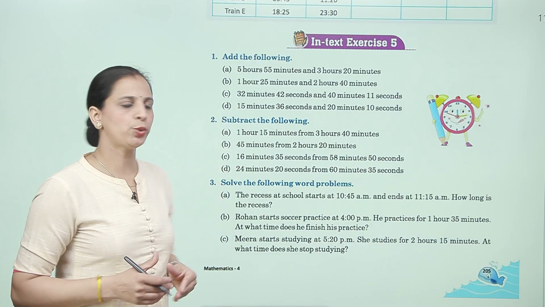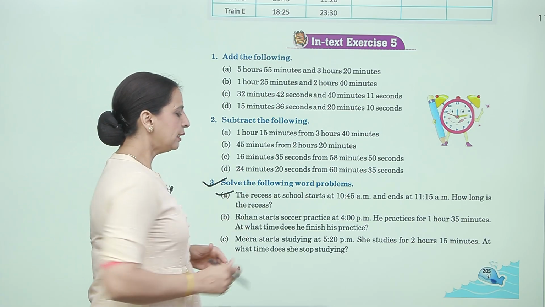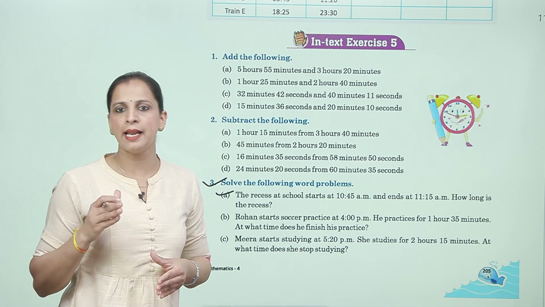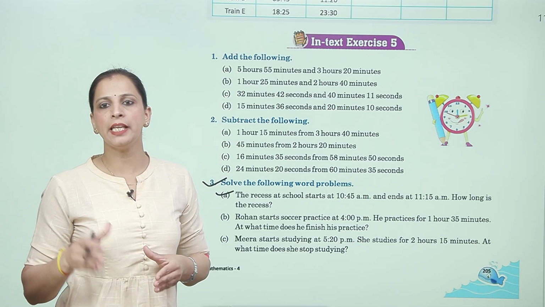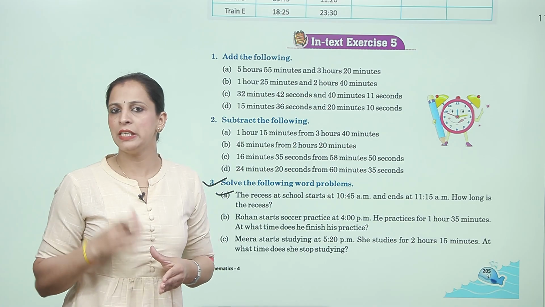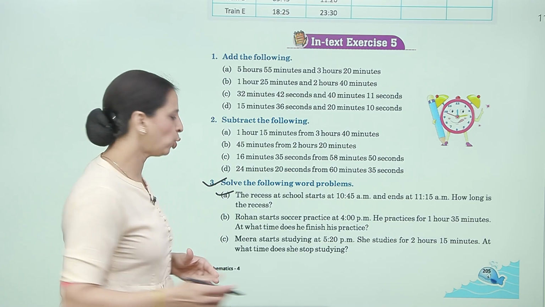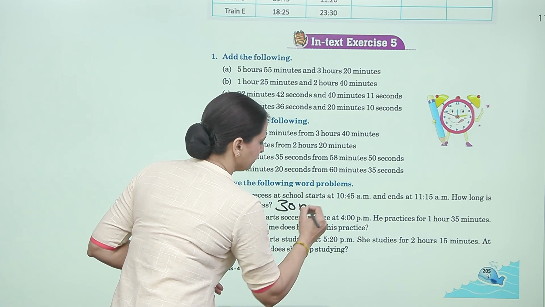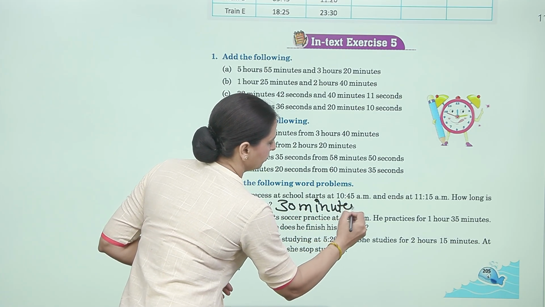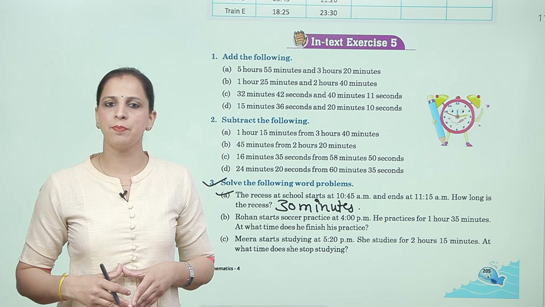Now next question number 3. Solve the following word problem. The recess at school starts at 10:45 am and ends at 11:15 am. How long is the recess time? 10:45 to 11 is 15 minutes plus 11:15, so plus 15. So total is 30 minutes. So children, using the same method you will try the remaining parts yourselves.